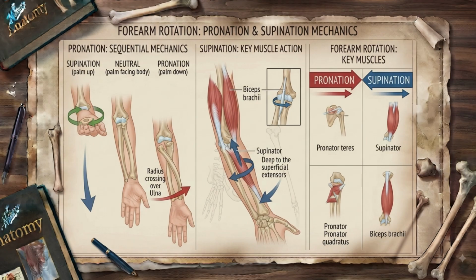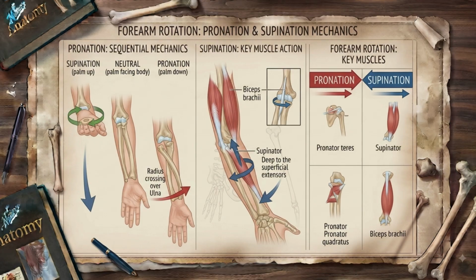Now let's look at pronation. During pronation, the radius rotates and crosses over the ulna. The major pronators are pronator teres and pronator quadratus. Pronator teres is particularly useful for faster or resisted pronation. Pronator quadratus is the deeper distal pronator.